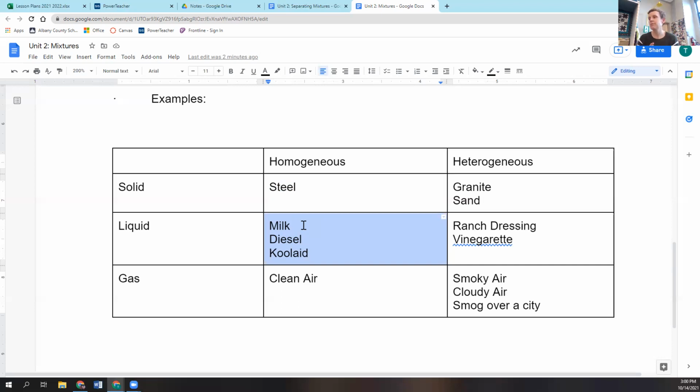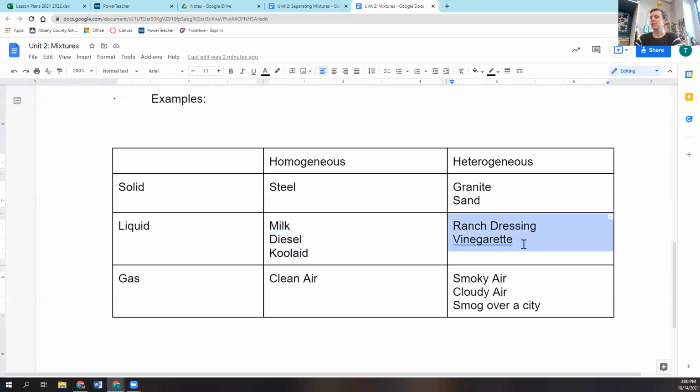Diesel is a blend of a bunch of different hydrocarbons. We're going to learn about that when we get to our organic chemistry unit. And Kool-Aid, when you dissolve that Kool-Aid sugar or Gatorade powder into water and you make that perfectly uniform solution, it's the same color throughout, there's no crystals on the bottom because you didn't over add your sugar, that's going to be a homogeneous liquid mixture. Okay, so dissolved things also become homogeneous liquid mixtures.